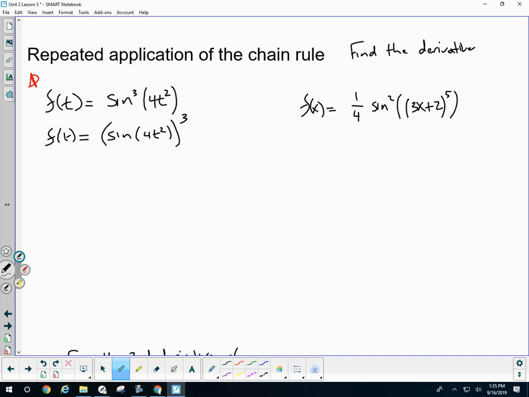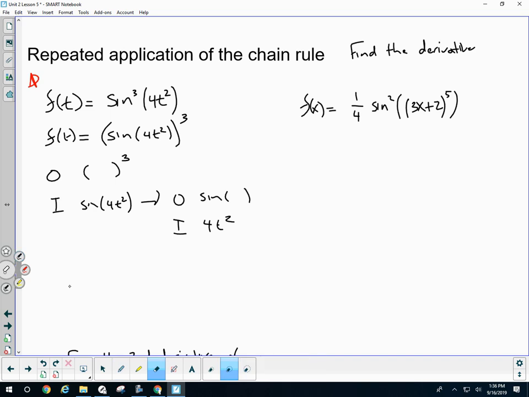I'll show you 2 ways to handle this. The second way is what I would recommend you use. First way, I would not recommend you use it. The first way to handle it is to think O's and I's. The outside is the cubed, the inside is sine of 4t squared. But actually that inside has an O and I: a sine as an outside and inside of 4t squared. So I wouldn't recommend you do that.